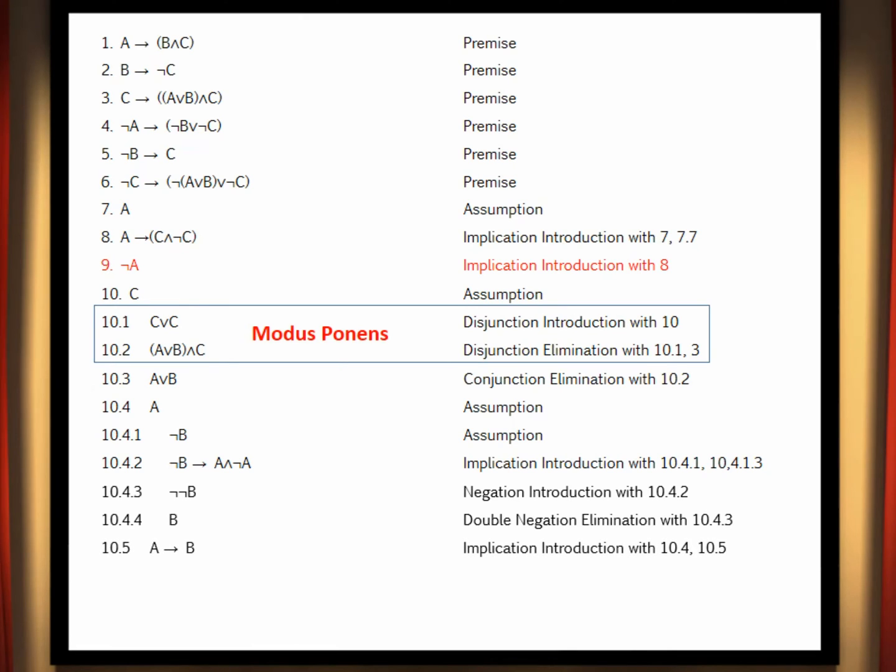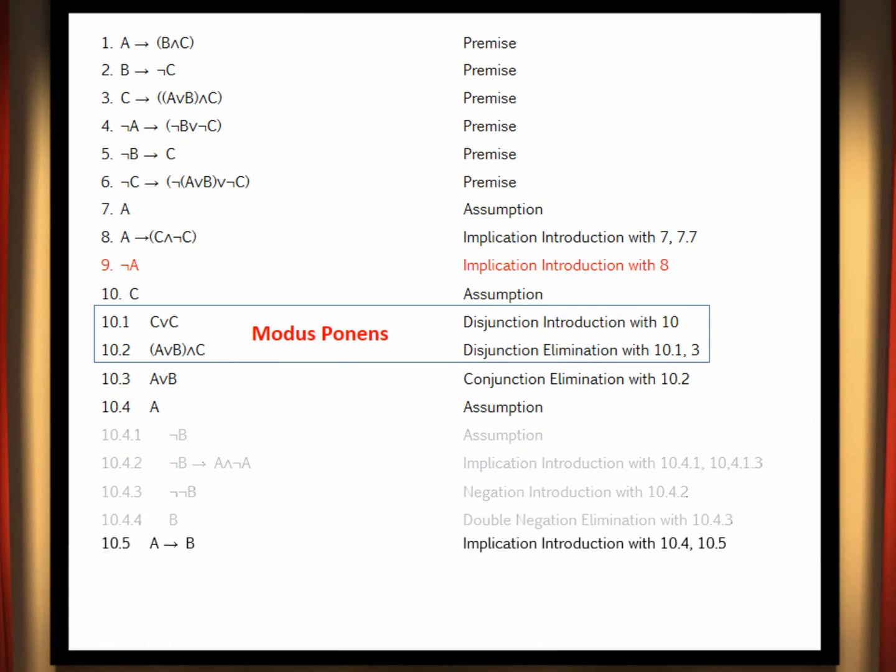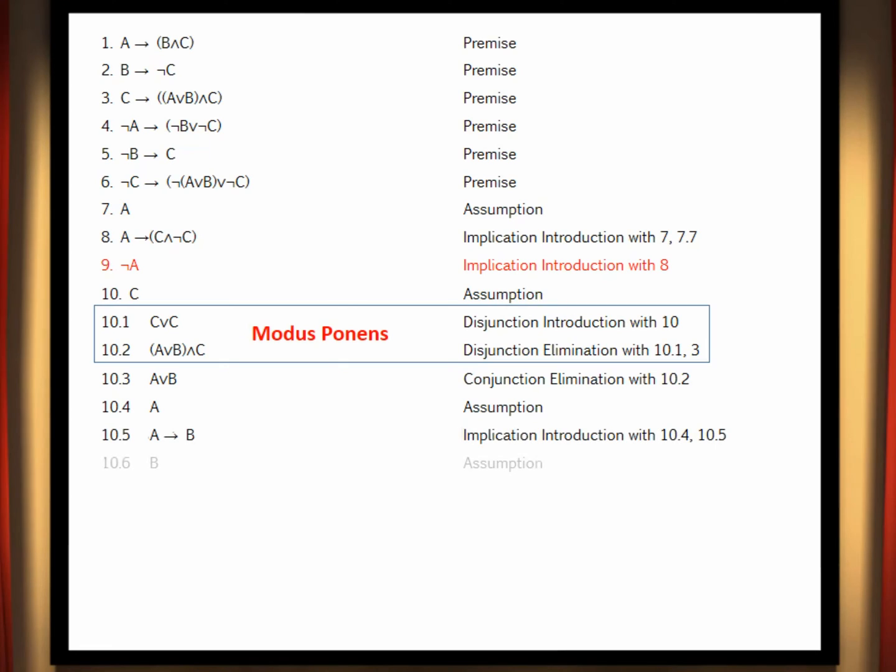10.5, A implies B by implication introduction with 10.4 and 10.5. 10.6, assuming B is true. 10.6.1, B by reiteration with 10.6. 10.7, B implies B by implication introduction with 10.6 and 10.6.1. 10.8, B by disjunction elimination with 10.3, 10.5 and 10.7.